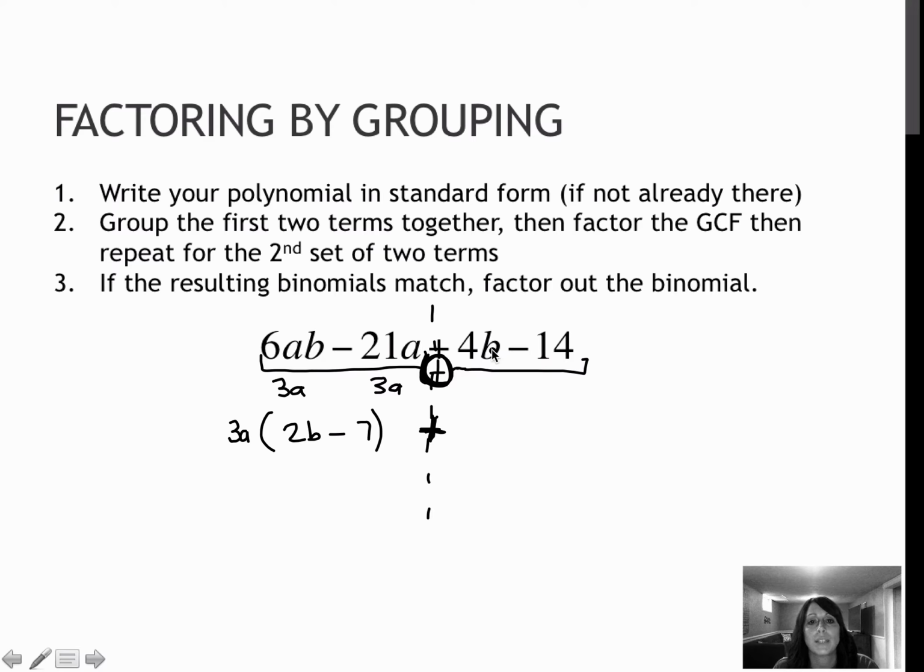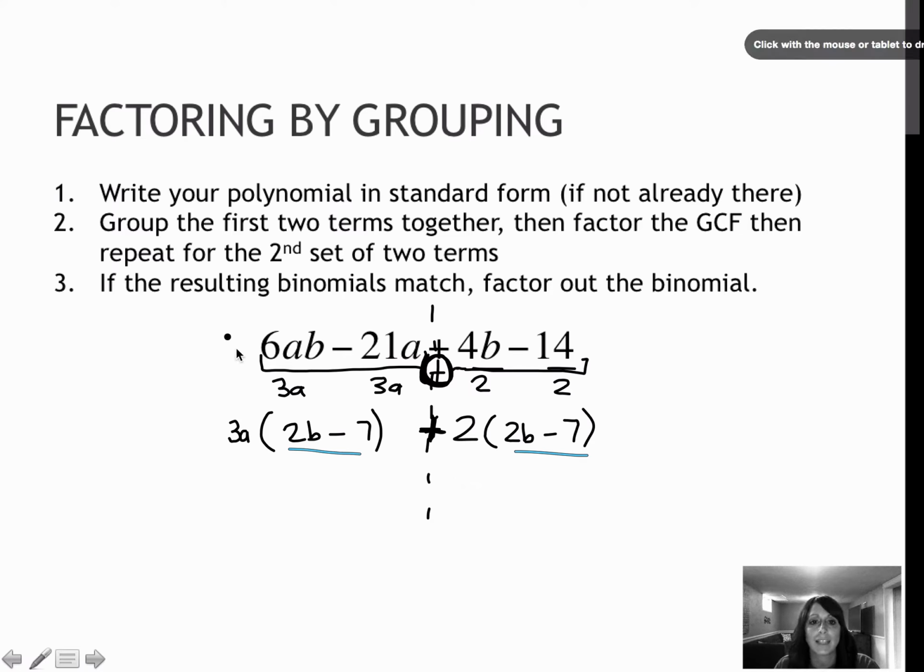And now I'm going to do the same thing here, 4b and 14. I can take out a 2. So I'm going to divide this by 2 and divide this by 2, and I'm going to write that as 2. And then when I divide, I get 2b, and 14 divided by 2 is 7. Now what I notice is I have the same factor of 2b minus 7, and so that's my common term, that's my common factor. I'm going to take that out front.